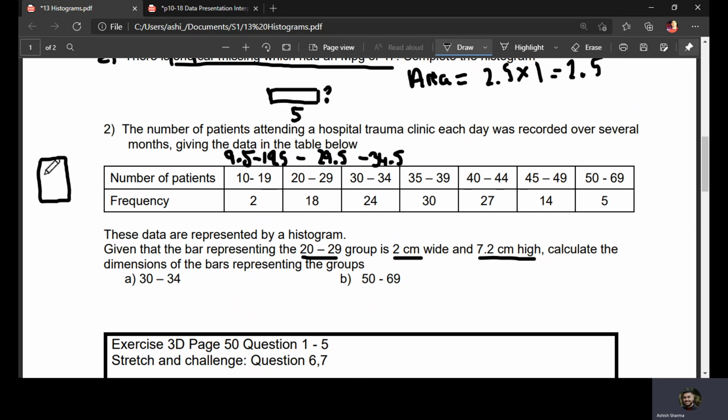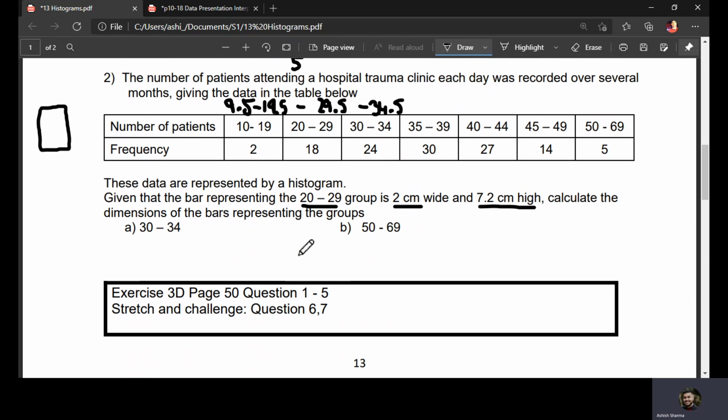So if I'm just using the information given to us, given that the bar representing 20 to 29 is 2 centimeters wide by 7.2 centimeters high, well, where's the 20 to 29 information? That's here. And I know that the real class interval is 19.5 to 29.5. Okay, so let's think about the area of this bar.